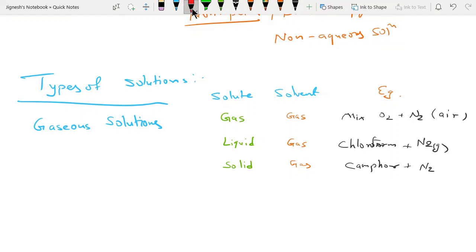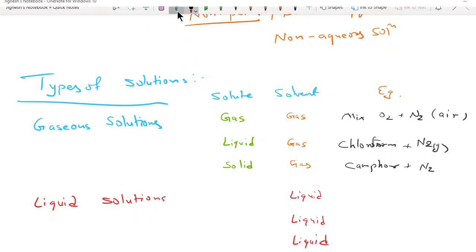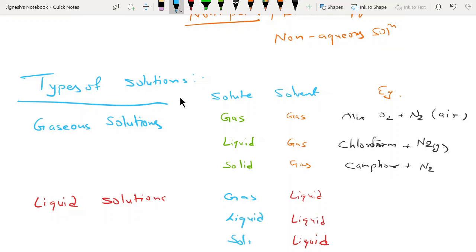Let's now talk about the second type of solution. It is liquid solution. So guys, we have to come across what this is. This must have a liquid solvent. Then what is this? As the solute, let's say with gas only, so gas as a solute, liquid as a solute, and a solid as a solute.